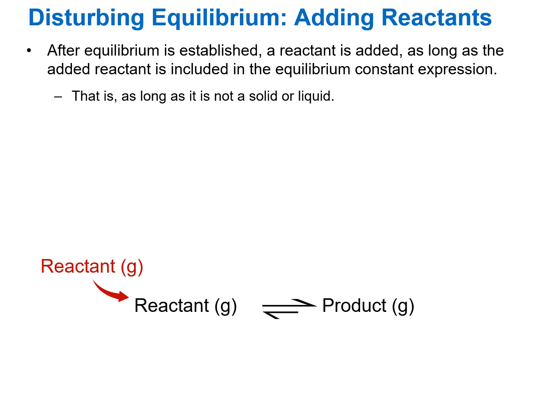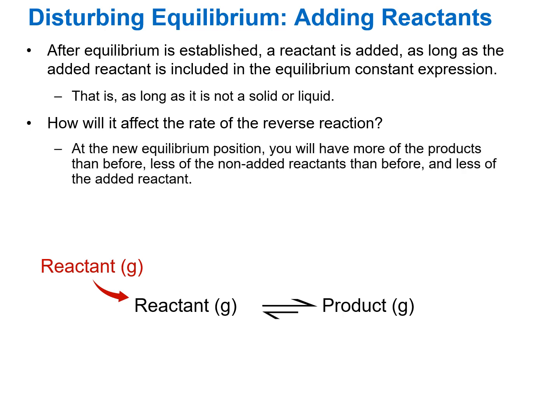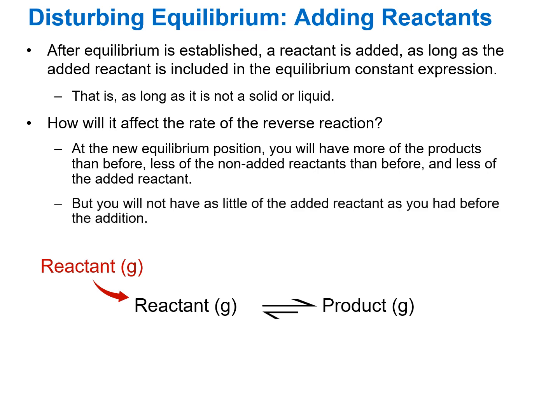So another important question to ask is, how will this affect the rate of the reverse reaction? Well, at the new equilibrium position, you will have more products than before, less of the non-added reactants than before, and less of the added reactant. But you won't have as little of the added reactant as you had before the addition. So let's actually see what we're talking about there.